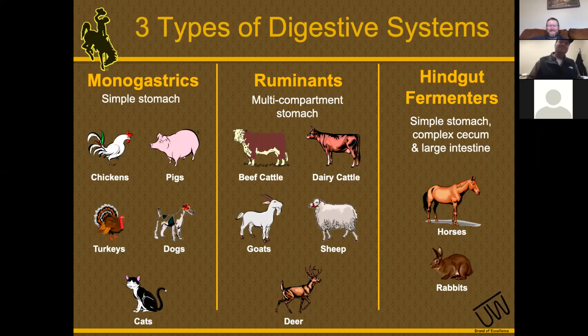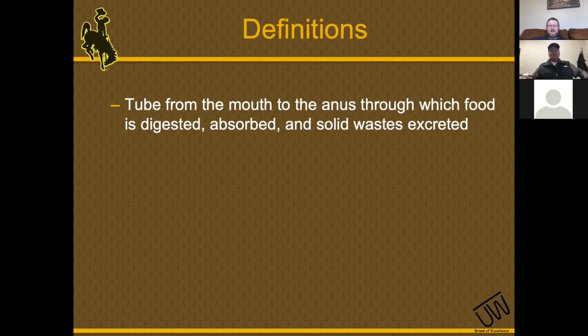The tube from the mouth to the anus through which food is digested, absorbed, and solid waste is excreted, we're going to call the alimentary canal. This is true no matter what species we're talking about, whatever digestive category: simple stomach, ruminant, hindgut fermenters, okay, alimentary canal.